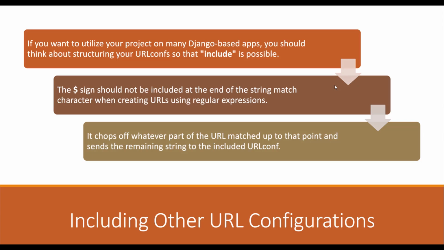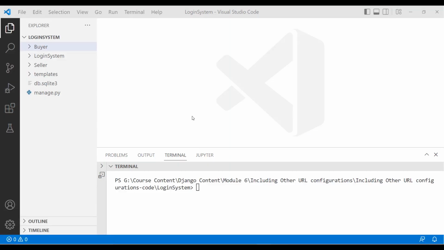So we will understand this topic with the help of an example. I will show you the example first. Here I create a project with the name login system and two apps inside it. The first one is buyer and the second one is seller. In the previous videos, you have seen that we were creating a project with one app only. But in this case, we are going to create a project with two apps.